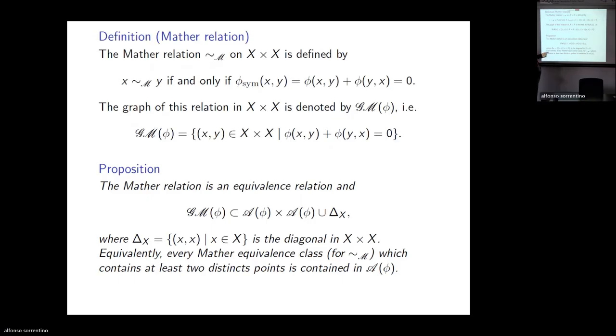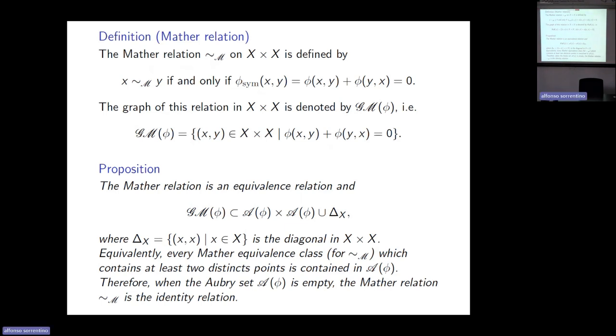Therefore, it means that if we have 2 points which are Mather equivalent, 2 distinct points, they will be both contained in the Aubry set, but they cannot be contained in the diagonal. They are distinct. The pair is not in the diagonal. So when the Aubry set is empty, the Mather relation is the identity relation.